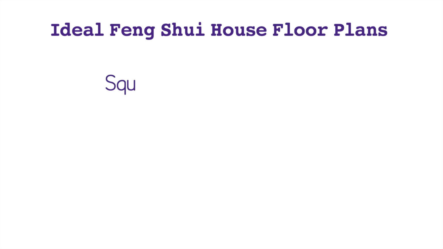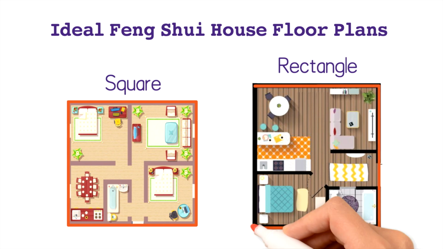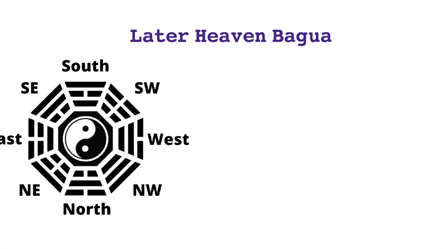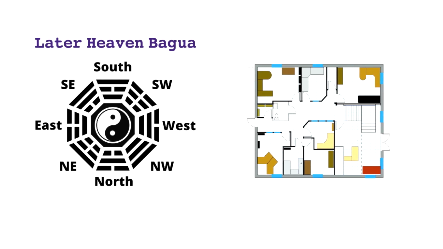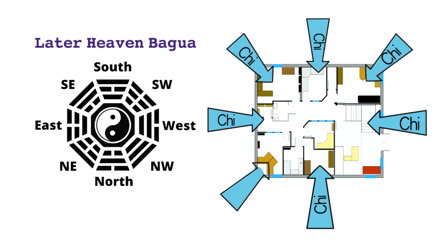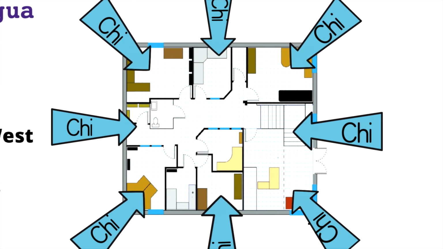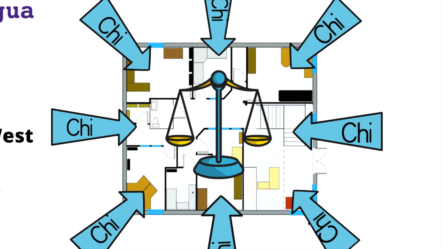In Feng Shui, an ideal house floor plan should be in the shape of a square or rectangle. According to the Later Heaven Bagua, a square or rectangular floor layout is considered good Feng Shui. This is because the qi, or energy, coming from all 8 directions is balanced, creating a harmonious environment in your house.